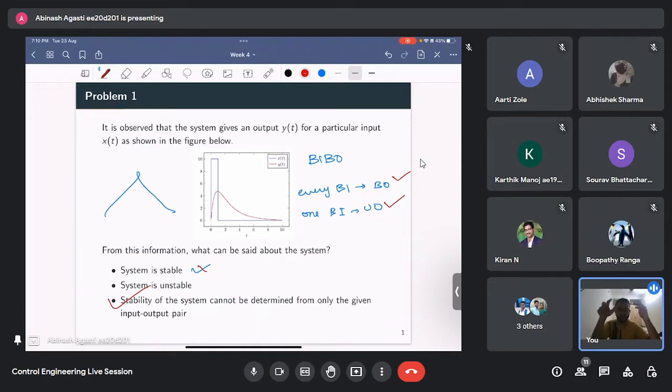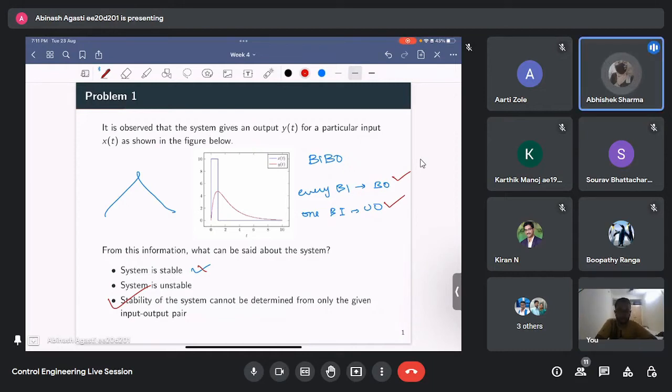Okay. So if for all bounded inputs my output is bounded, then the system is BIBO stable. If even for one bounded input the output is unbounded, then my system is unstable. But here we are given only one pair of bounded input and bounded output. So that won't guarantee us anything about system stability. Is that clear now?